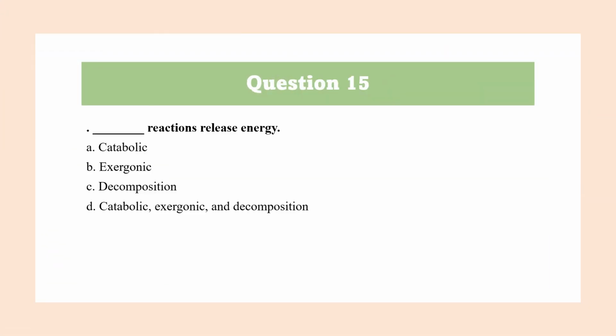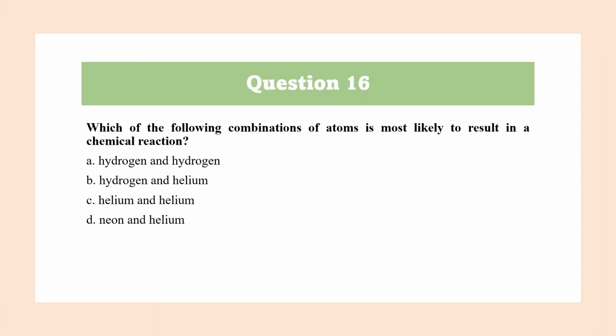15. What reaction releases energy? Catabolic, exergonic, decomposition, or all of the three: catabolic, exergonic, and decomposition. The answer is D. All of these three reactions release energy. Number 16. Which of the following combinations of atoms is most likely to result in a chemical reaction? Hydrogen and hydrogen, hydrogen and helium, helium and helium, or neon and helium? The answer is hydrogen and hydrogen.